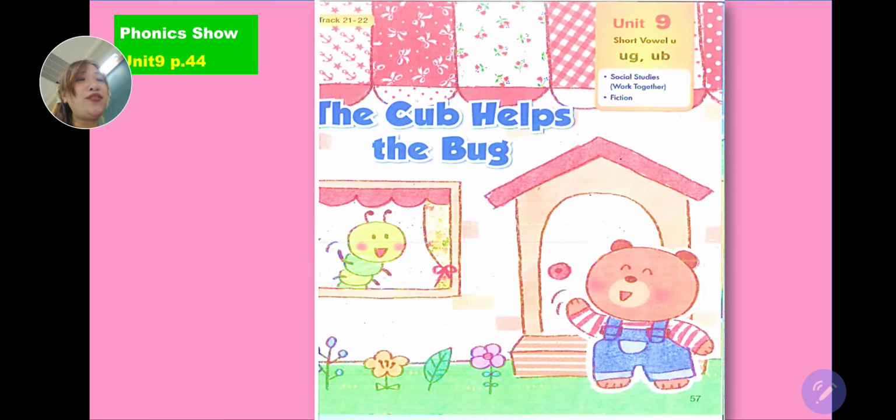Okay, did you take out your phonics show book? Let's turn to Unit 8. Oh, sorry, Unit 9. Please turn to page 44. 我们现在翻开第44页。Okay, the cub helps the bug. The cub helps the bug. Cub.